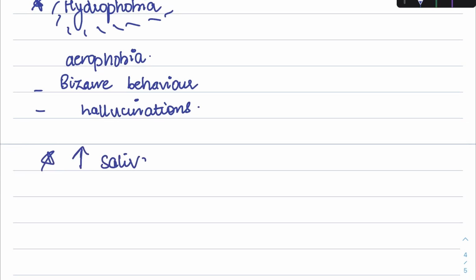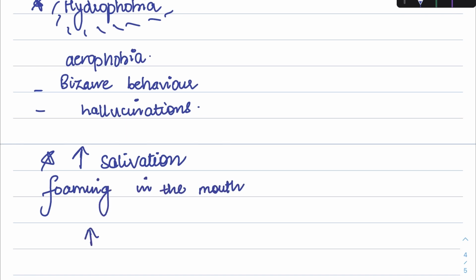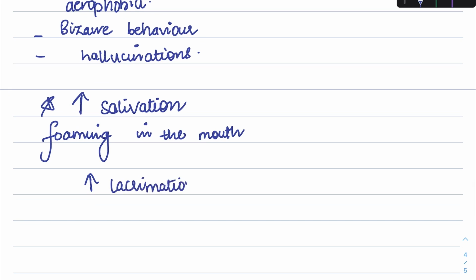Next, we also see the increase in salivation, and because of this there is increased foaming of mouth, which is a very characteristic feature. There is increase in lacrimation, increase in perspiration and increase in sweating, which is also seen.